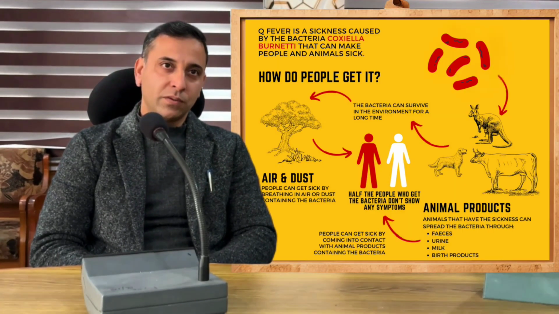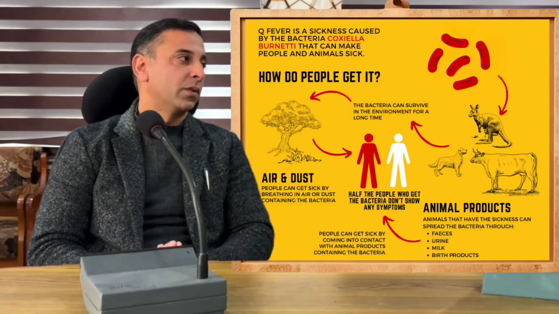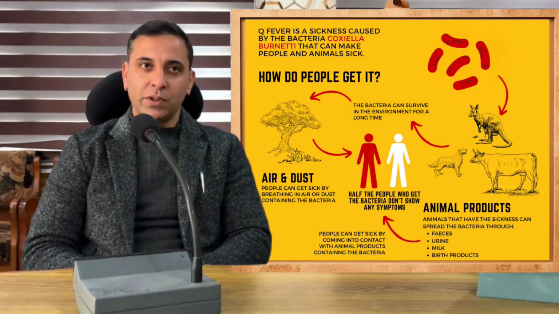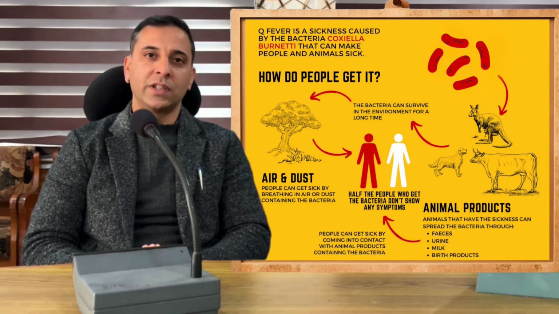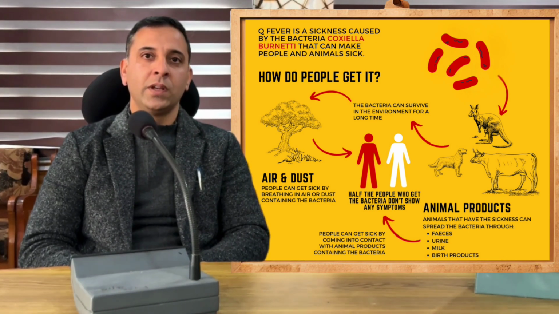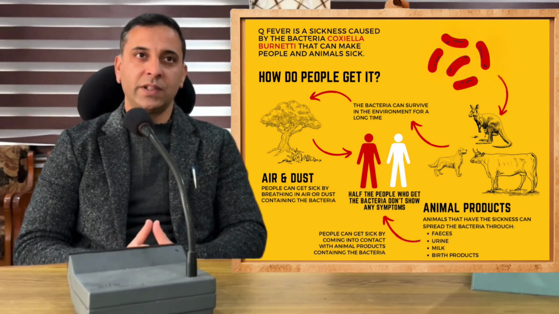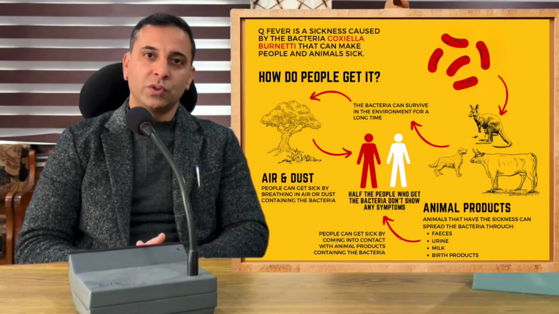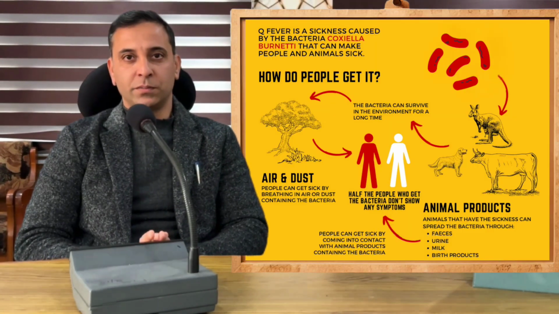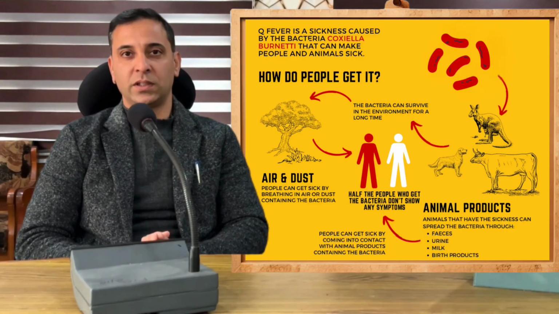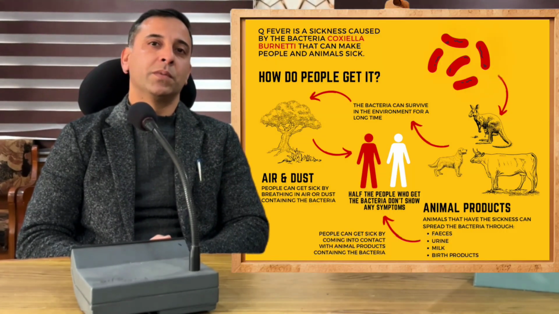And coming to the second part of the question, how it is transmitted from animals to humans. The primary route of transmission is through aerosol or dust which is contaminated by this pathogen. After inhalation, from the lungs it goes to alveolar macrophages, then via blood to different organs like liver, spleen, and other organs, and there it gives the symptoms.